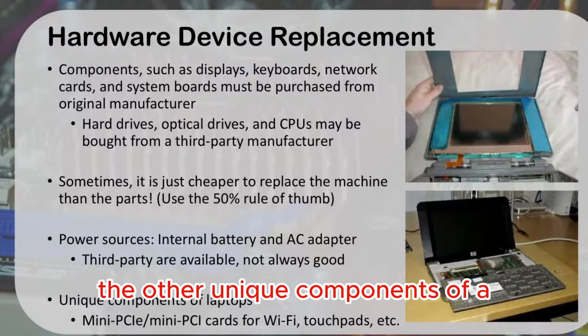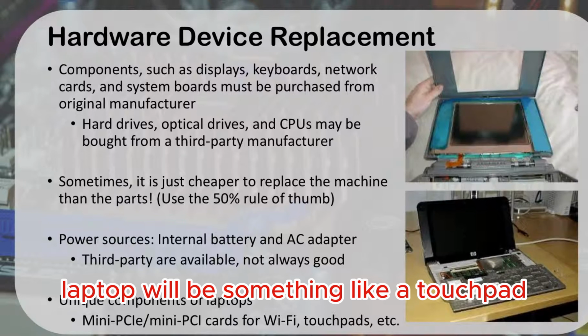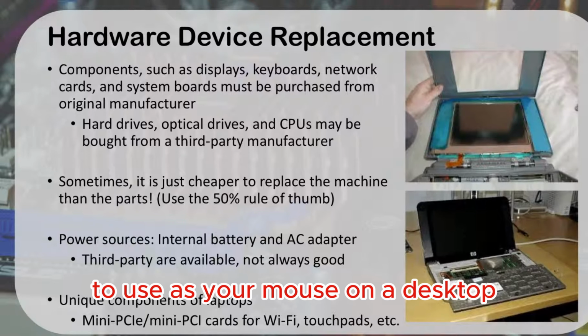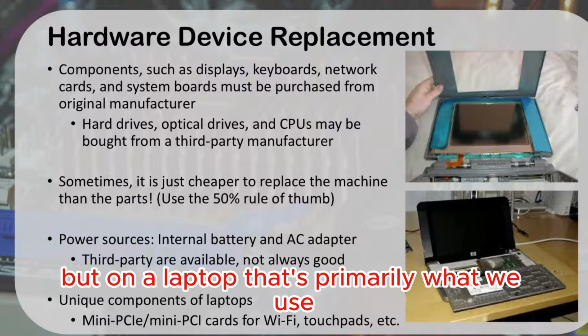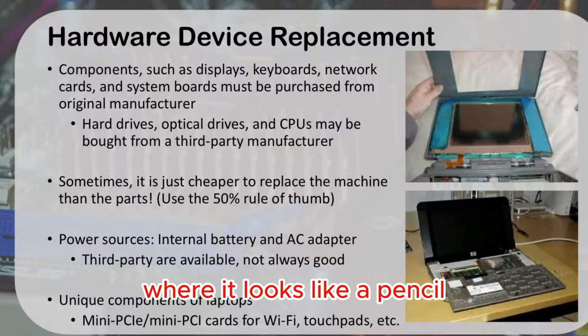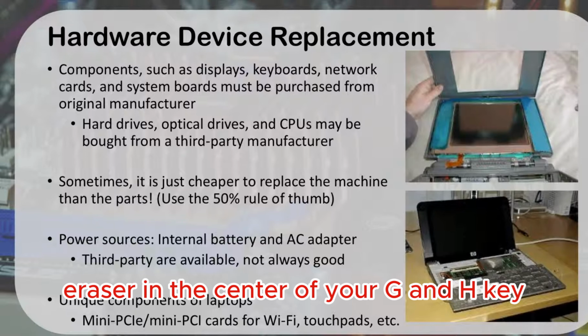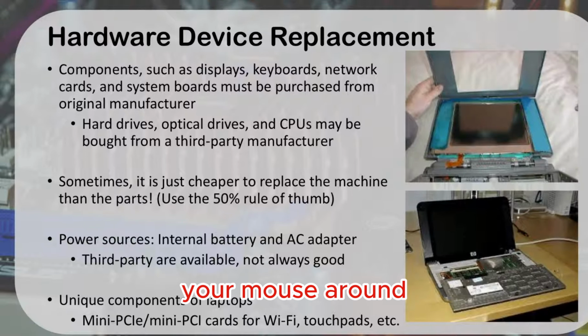The other unique components of a laptop will be something like a touchpad. You don't have a touchpad to use as your mouse on a desktop, but on a laptop, that's primarily what we use. Some of them actually have a pointer system where it looks like a pencil eraser in the center of your G and H key, and you use that with your finger to move your mouse around.